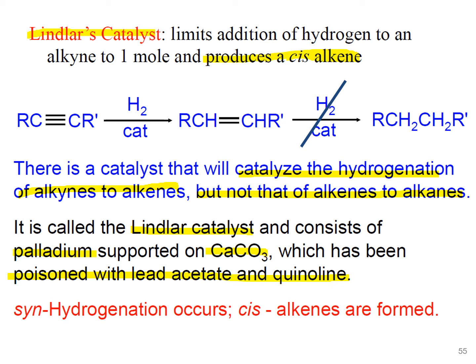So this one is known as syn hydrogenation, and it will result in cis alkenes as the product, and that will be the product where the reaction stops. So it will not go further into the alkane molecule. It will be partial hydrogenation in the presence of Lindlar's catalyst.